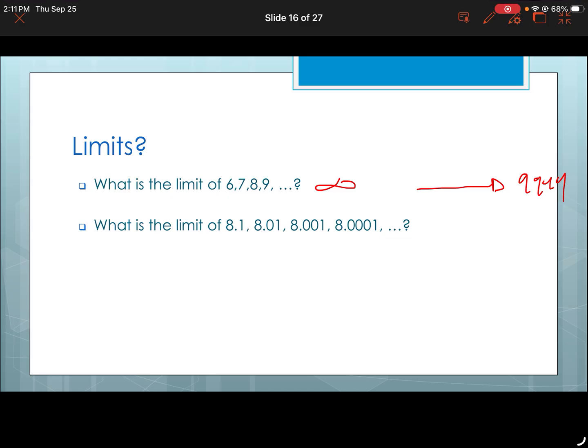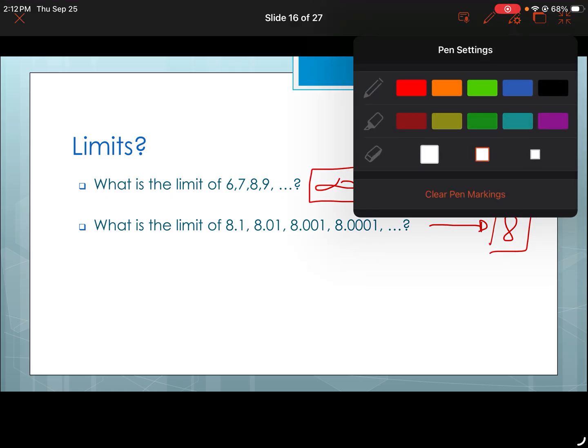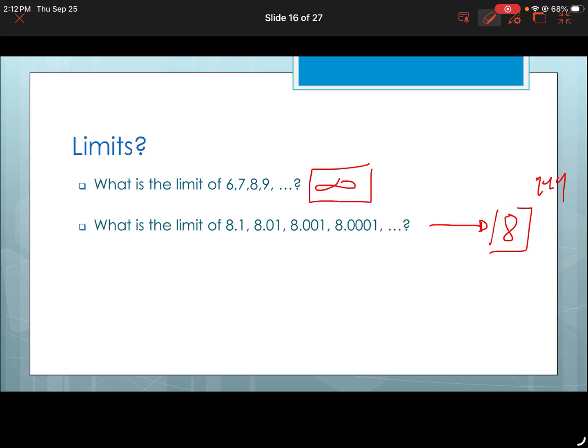What about this one? This one's always a confusing one. It goes 8.1, 8.01, 8.001, 8.0001. If you think about it all the way along, it's going to be 8.000 and so on. It's so close to 8 that we say the limit is 8. I'm going to put a box around what I've said the limits are so there's no confusion here. And actually, I'm going to get rid of this. There you go.